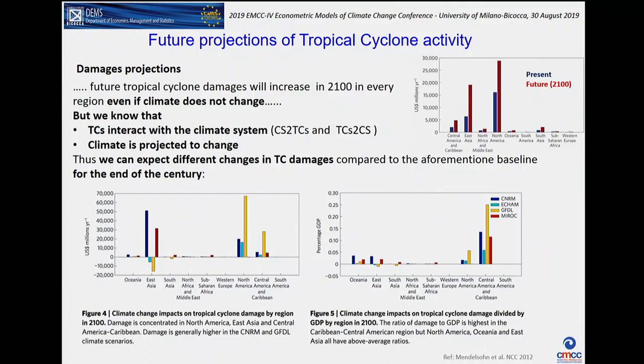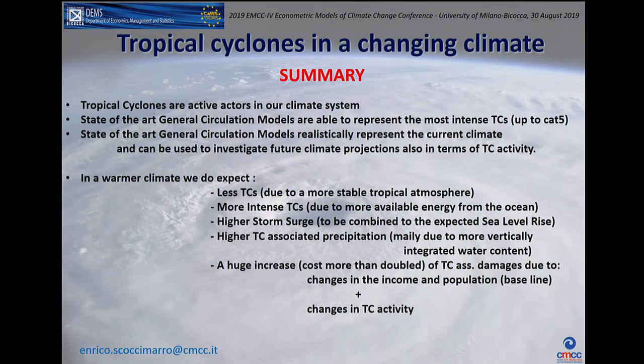Partially there is a counter effect that is due to the reduced number we have in terms of tropical cyclones over certain regions, but on average the increased intensity of the ones that still develop plays a role that goes in the plus direction. So we do expect more damages than what we had in terms of baseline, just based on the differences in the income and in the people living along the coast.